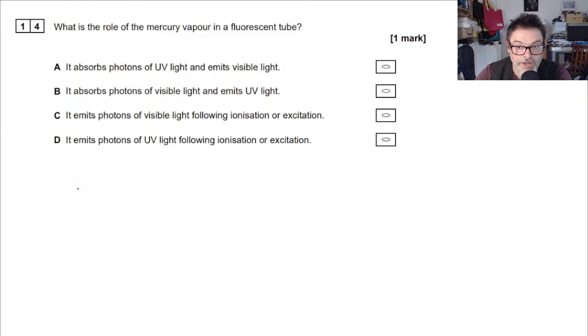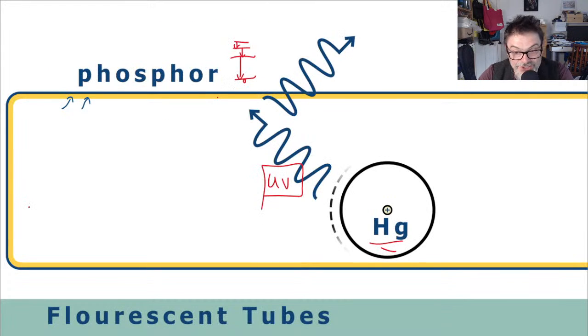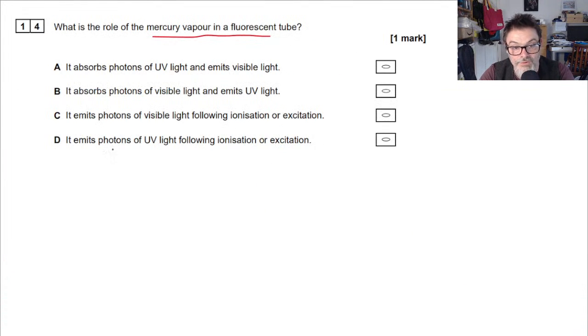You quite often get questions on this, so I thought I'd chuck one in. So there's some multiple guess. What is the role of mercury vapour in a fluorescent tube? Well, the mercury vapour is excited by electrons colliding with it. The mercury, the Hg, does not do any absorbing of photons or anything.